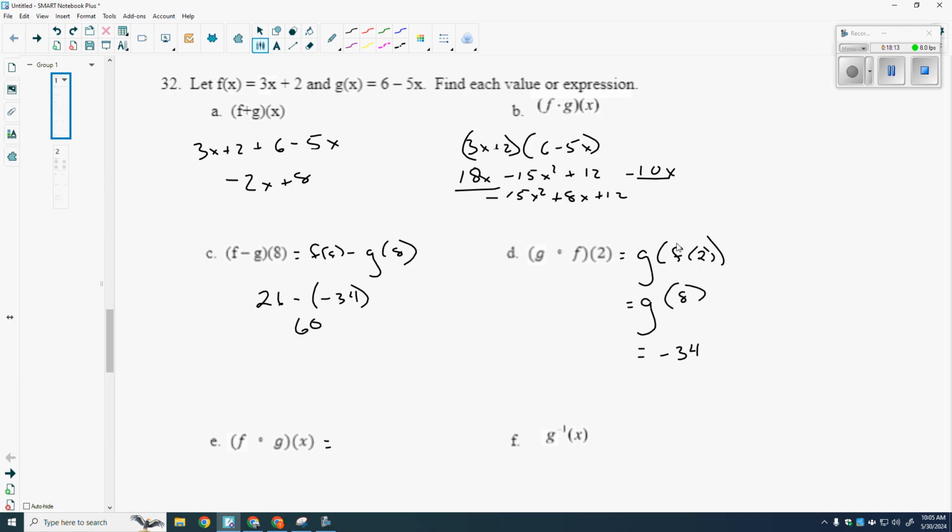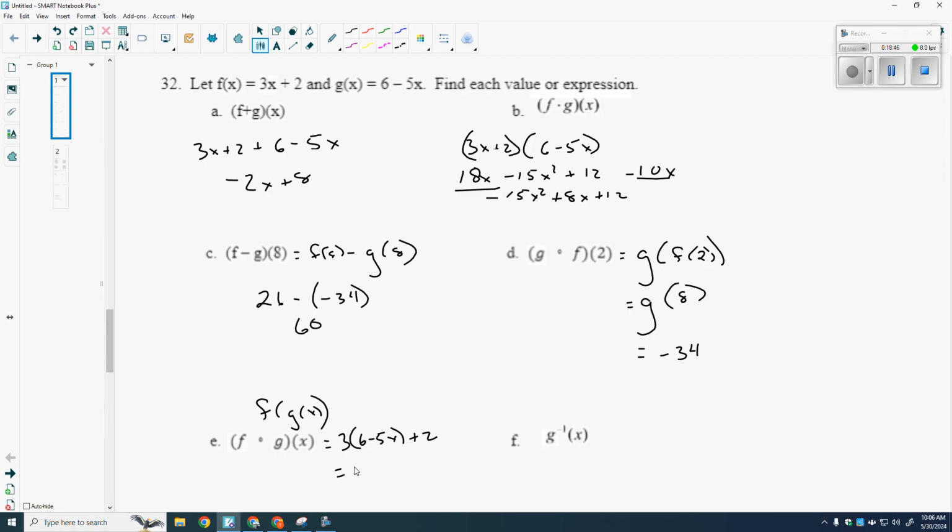I put the value I got from f of 2, which was 8, and I put it into the g function. The difference is I just don't have a value to plug in, so I have to plug in the entire function. So this becomes 3 times g, which is 6 minus 5x, plus 2. 3 times g of x. I'm taking this expression and inserting it into the x. Why? Because this is a composition. This is f with g plugged into it.